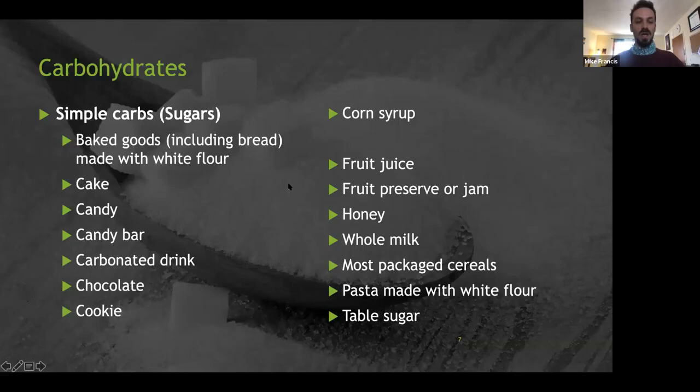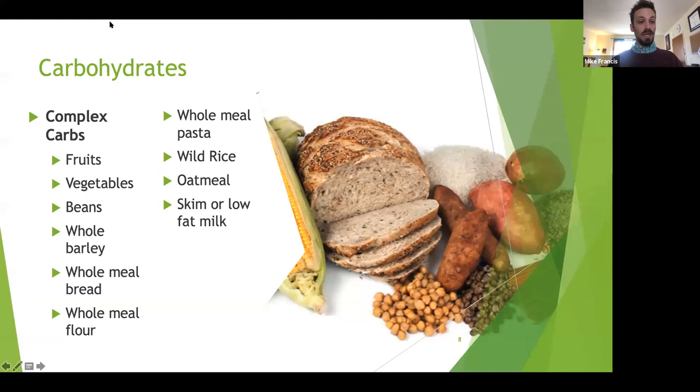It's really easy to think about simple carbohydrates. We see these every day, things like bread, cake, candy, anything with sugar, right? That's the most basic simple carbohydrate, but also fruit juice, honey, pasta, grains, things like that. So these are your simple carbs. And then we have complex carbohydrates, things like whole grains, whole fruits, whole vegetables, basically anything in the whole form is going to be a complex carbohydrate. And anything in a processed form is going to be a simple carbohydrate.